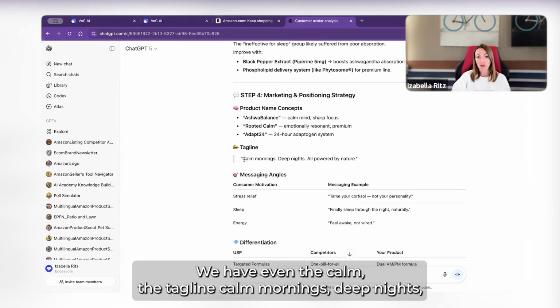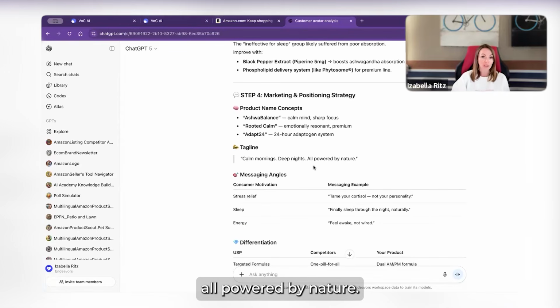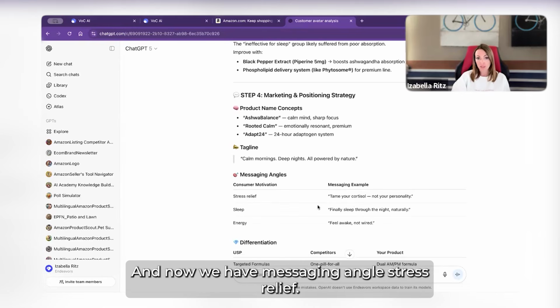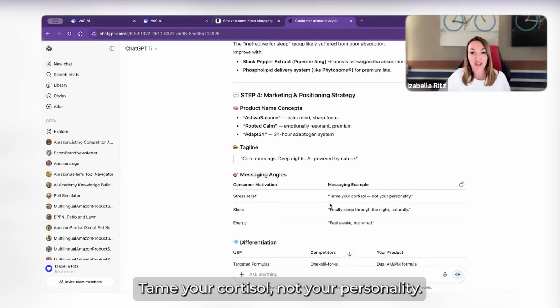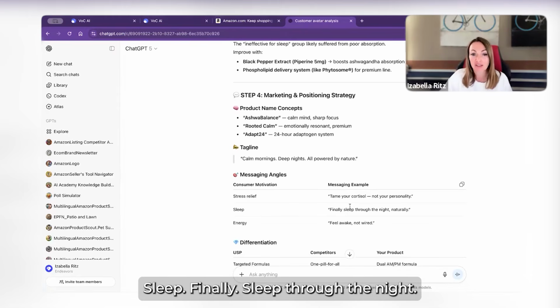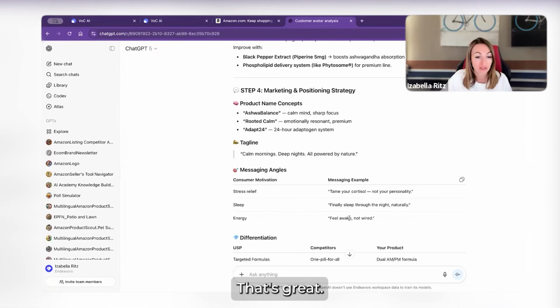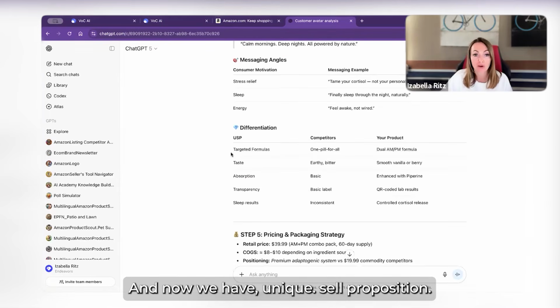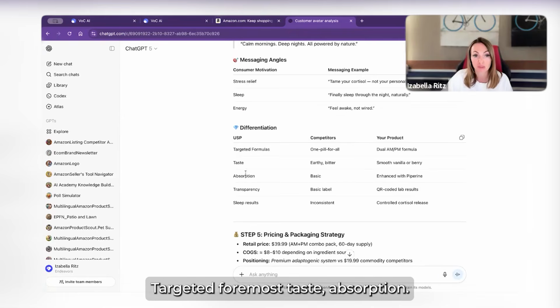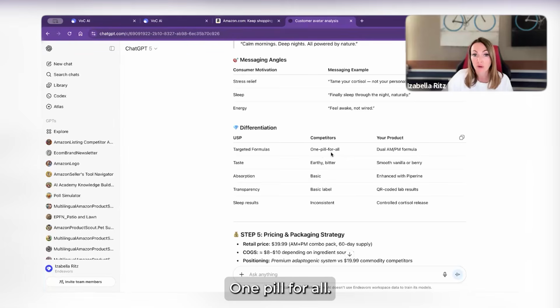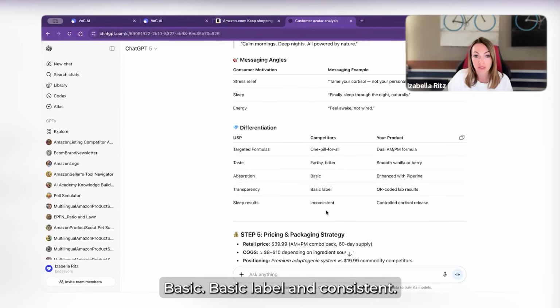And now we have even the tagline, calm mornings, deep nights, all powered by nature. I love that, by the way. And now we have messaging angle, stress relief, tame your cortisol, not your personality. That's funny. Sleep, finally sleep through the night naturally. Energy, feel awake, not weird. That's great. And now we have unique selling proposition, targeted formulas, taste, absorption, transparency, sleep results, competitors, one pill for all, earthy, bitter, basic label and consistent.